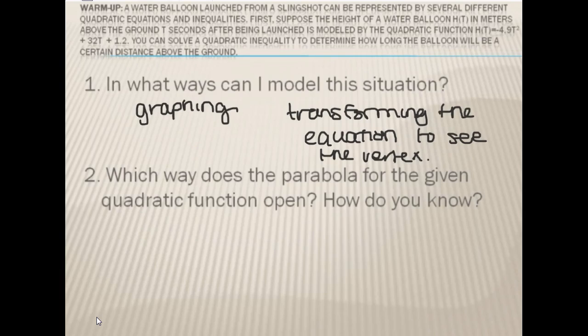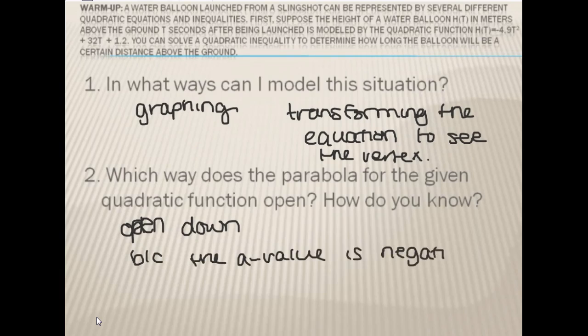Which way does the parabola for the given quadratic function open? How do you know? Well, the quadratic function is going to open down. I know this because the a value is negative, which tells me the graph is reflected.